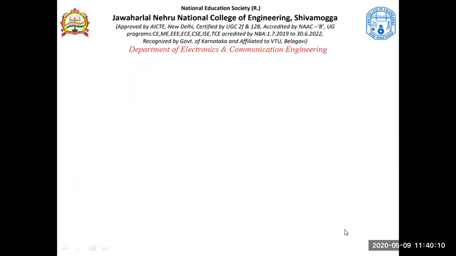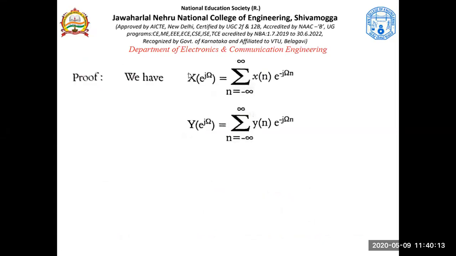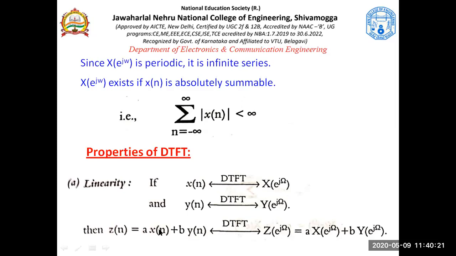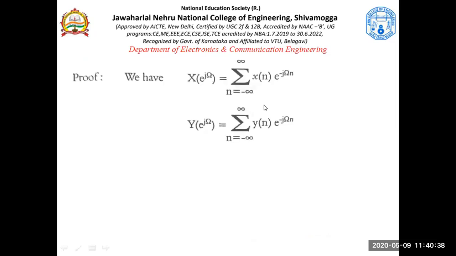Now let's look into the proof. So X of e power j omega is given by this, and Y of e power j omega by this. Why do we need these two in the frequency domain? Because we have those two as time domain signals. x of n is a time domain signal, y of n is another time domain signal. Understand that? To obtain X of e power j omega and Y of e power j omega, we have to apply the Fourier transform. We should be saying we have applied the discrete time Fourier transform, so let me say DTFT. We have applied DTFT on x of n and y of n, and so we have obtained X of e power j omega and Y of e power j omega.